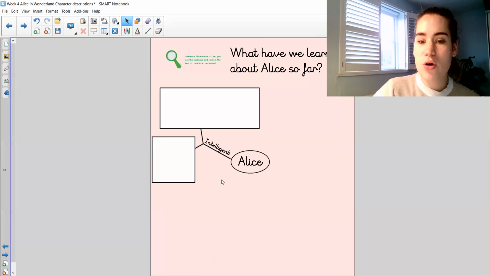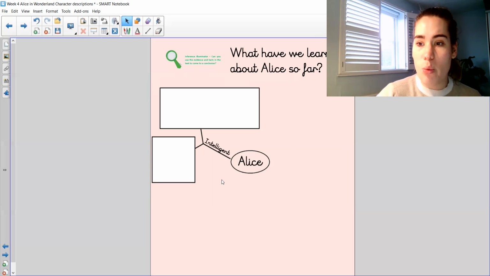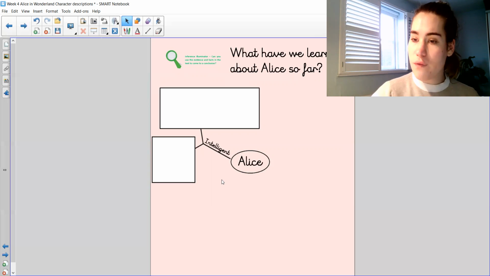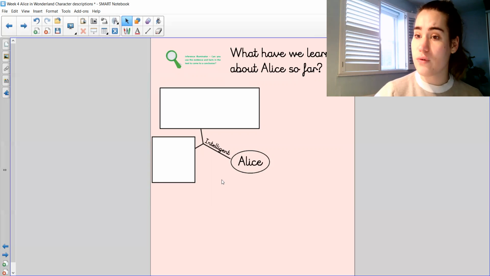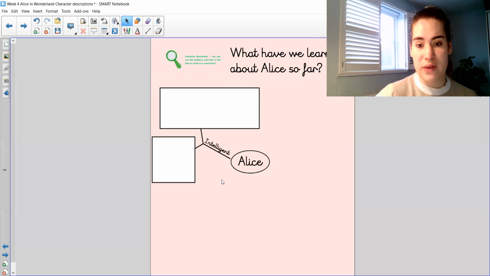Fabulous. Now, coming off of Alice, we're going to be starting to think about what adjectives might describe Alice's personality. So we can really summarize here what we have inferred about Alice's personality so far. Now, not very often in the book has it said Alice was intelligent or Alice was curious. Instead, it's shown us how Alice is those things. So we're going to use a mind map to show that.